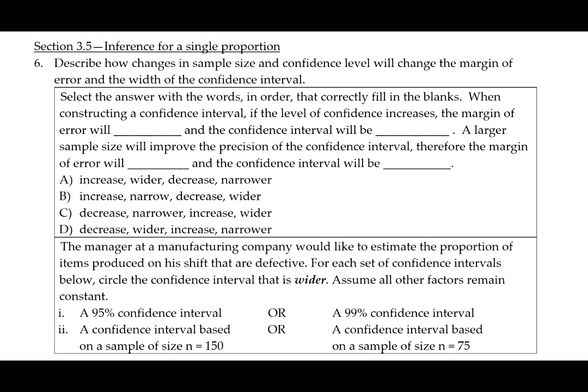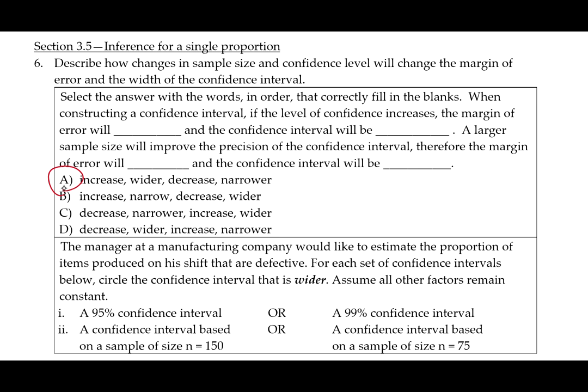So if we increase the level of confidence, then the margin of error gets bigger, which makes the confidence interval wider because we are including more likely values. If the sample size gets bigger, then we can be more precise, which means that the margin of error will be smaller and the confidence interval then will be narrower. Let's do that in red.